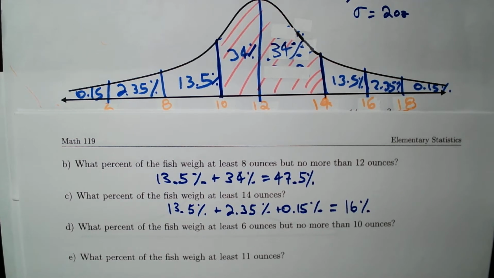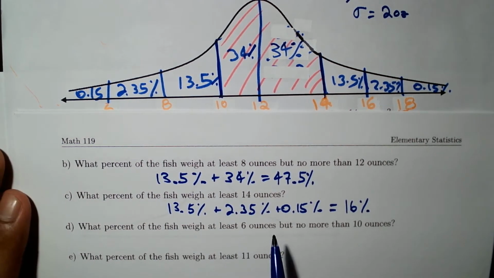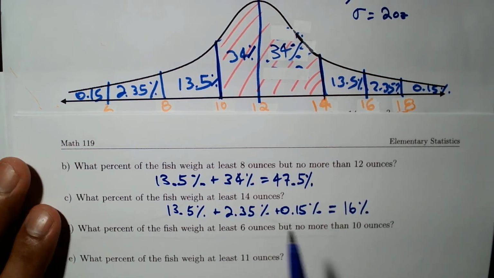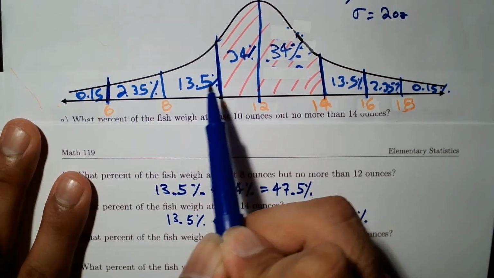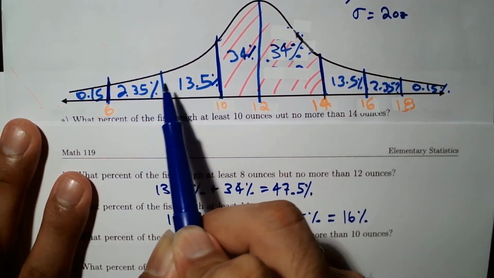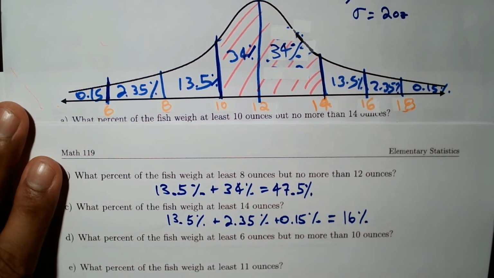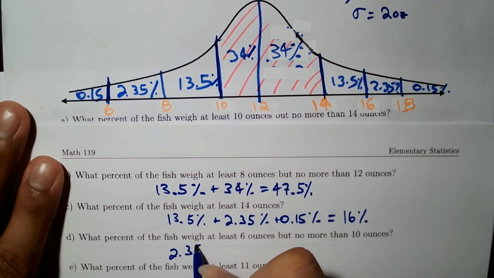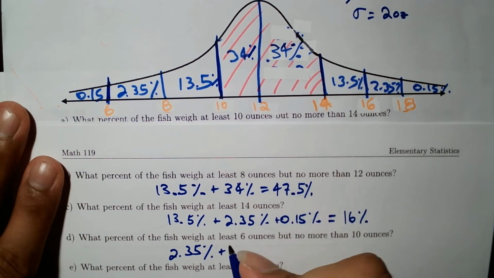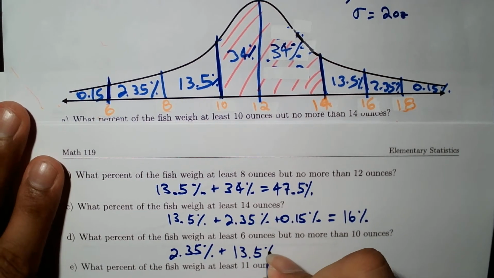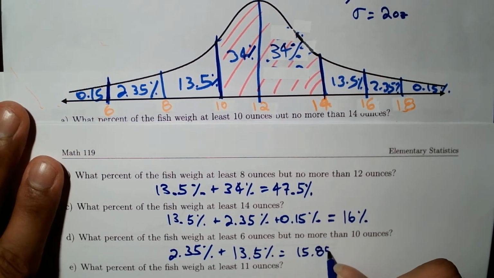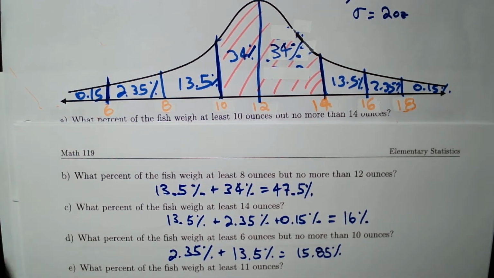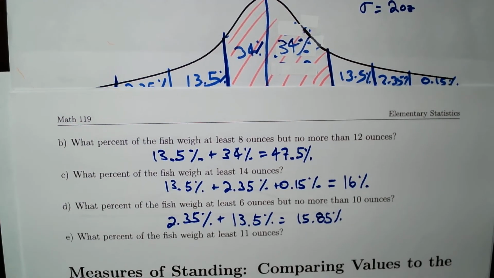Okay. All right. What percent of the fish weighed at least 6 ounces but no more than 10 ounces? That means at least 6, which is from here, but no more than 10. That means we add these two chunks of the bell curve. That is 2.35 plus 13.5%, which adds up to 15.85%. All right. Okay, the tricky part right here.